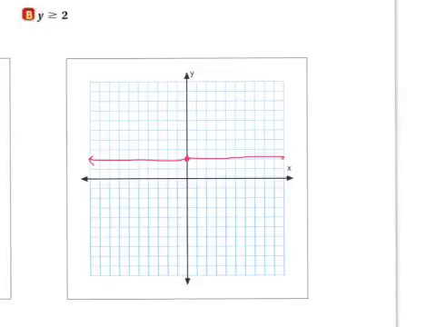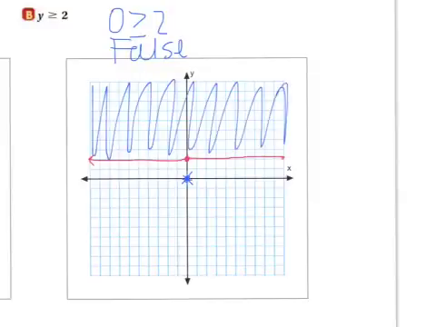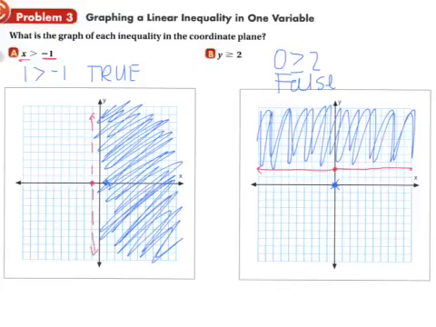Then for my test point, I'm going to do 0. If I put in 0 for y greater than or equal to 2, that is a false statement. Because that is a false statement, I'm going to shade the opposite side of the line, which would be above, that the point x, 0 is on. Now press pause in the video and go to Nearpod and complete Got It question number 3.